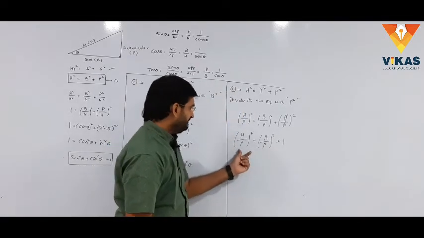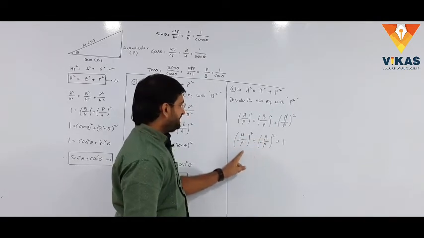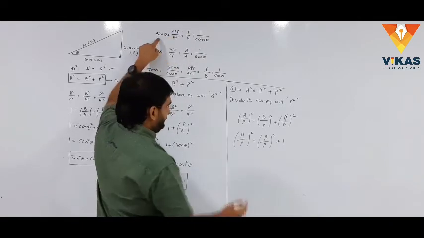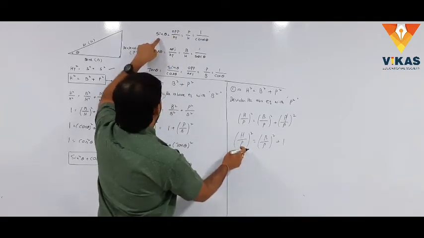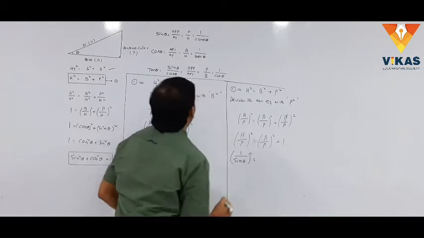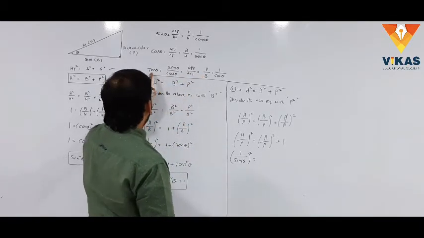Students, please listen. Here what are the values of h by p and b by p? Substituting here, p by h is the sin theta. Here h by p is there, this is the reciprocal of sin theta. Simply 1 by sin theta whole square equal to b by p. P by b we already know, p by b equal to tan theta.